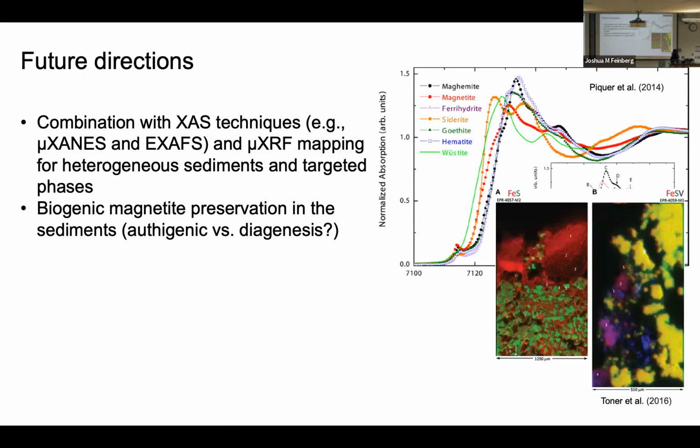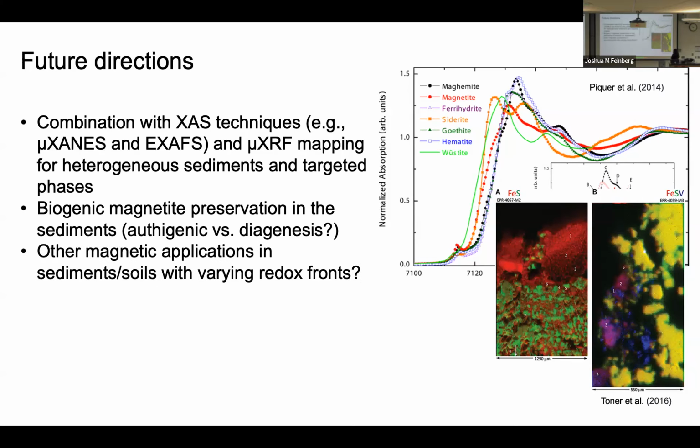And XRFs as well. What I want to do in the future is to know more about biogenic magnetite preservation. It's on the top. I mean, there's sulfide, but it's not in the deeper core, which is very surprising to me. It's not preserved very well. I don't know if it's reduced first when there's diagenesis or not. And maybe some other magnetic applications in varying redox fronts, especially like we see in the Santa Barbara Basin or some coastal wetland cores that we can talk about.